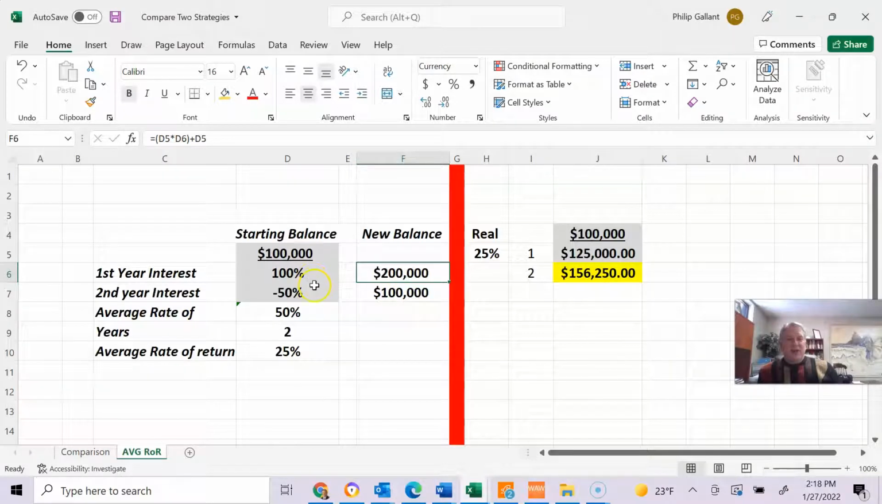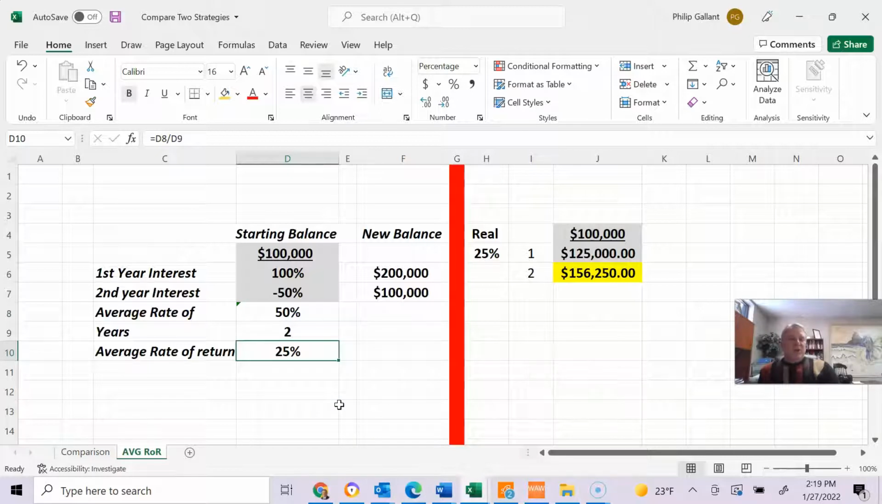But in the second year, if we lost 50%, if our investment was down 50%, we would be back to our original 100. And if I asked 10 people in the room what the average rate of return on this investment would be, I think 9 of them would say 0. But the math says something different, because in year 1, you made 100%, then you lost 50% in year 2. 100 minus 50 is 50, and you had the investment for 2 years. 50 divided by 2 gives you an average rate of return of 25%.